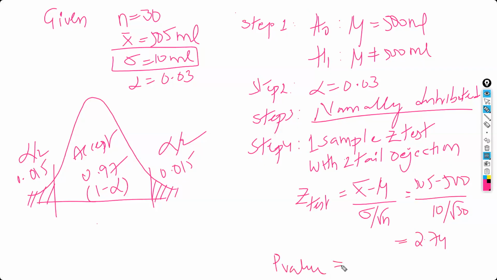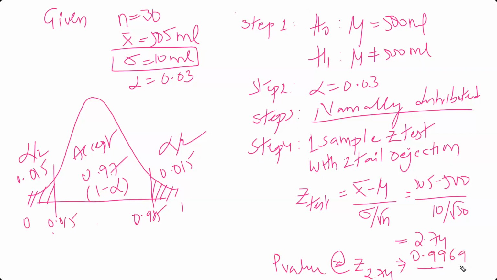Now for 2.74, what is the p value? P value at z of 2.74 from the z table. What is the value of the p value? 0.9969. Now this is 0 to 0.015. 0.015 plus 0.97, that is 0.985 up to here. It is again acceptance. This is rejection.